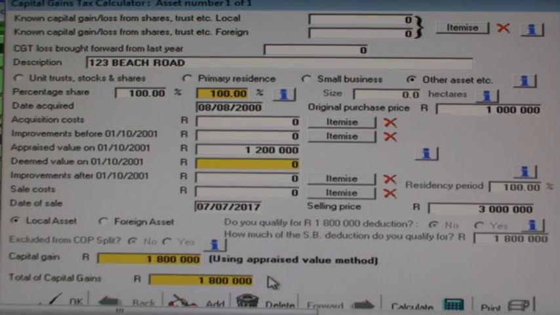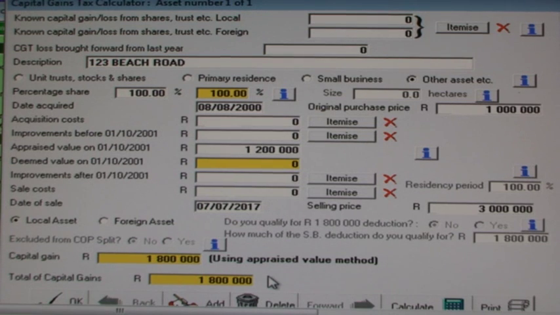Now what if we had bought this asset for R1,000,000 before CGT was introduced on 1st of October 2001, and let's say we sold it for R3,000,000, giving us a profit of R2,000,000. Remember that only the portion of the profit which applies to the period after 1st of October 2001 is subject to capital gains tax. Fortunately, we had the asset valued at the time, and the value was 1.2 million on 1st of October 2001. This is our base cost, and the profit will be R3,000,000 less the 1.2 million base cost, which is 1.8 million profit.